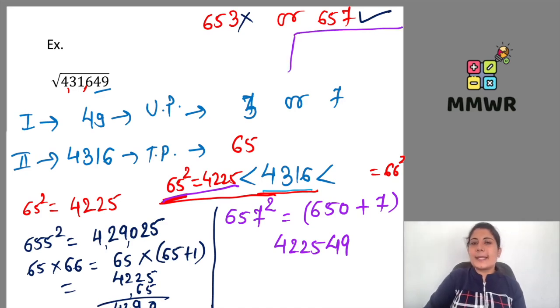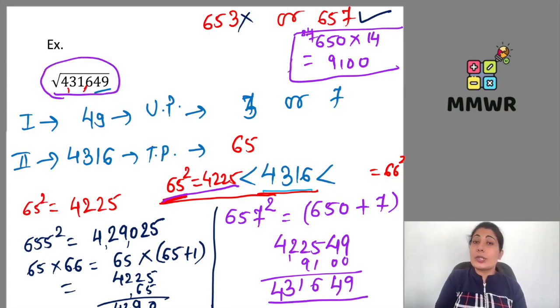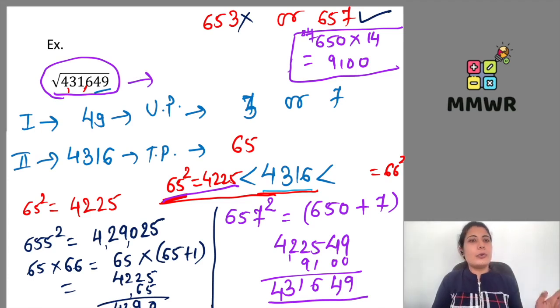Now 2 multiply 650 multiply 7 gives me 650 multiply 14. After taking the product, 14 zeros are 0, 14 fives are 70, carry over 7, 14 sixes are 84 plus 7 is 91. So 9100. Just add it to get your answer. So this gives me 431649. 431649 was already there in the example. So the square root of 4,31,649 is 657. Look how quickly and easily we got the answer here.